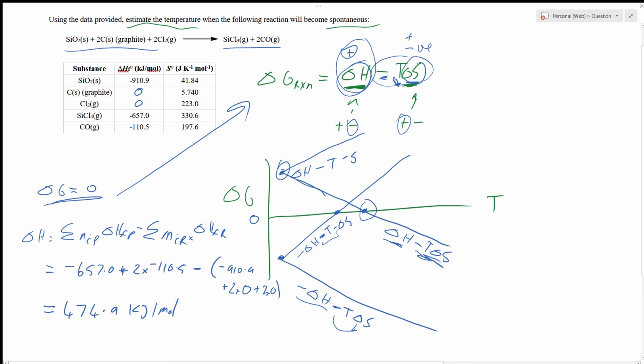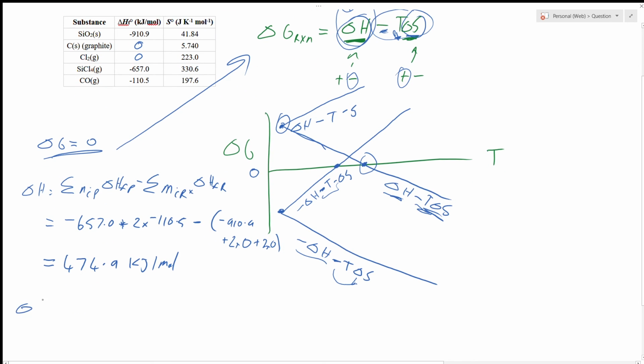So now let's work out the entropy of the reaction. The delta S is equal to the sum of the number of each one of our products times the S0 of our products minus the sum of the number of each one of our reactants times the S0 of our reactants. So again, we will see that the entropy of these things is non-zero because only a solid at 0 Kelvin will have an entropy of 0.